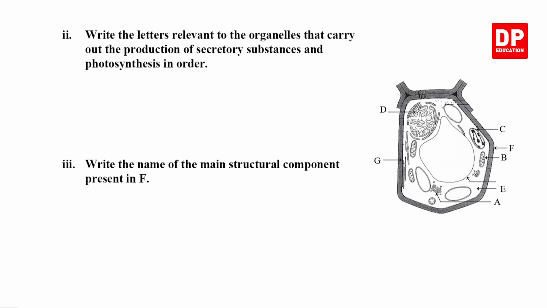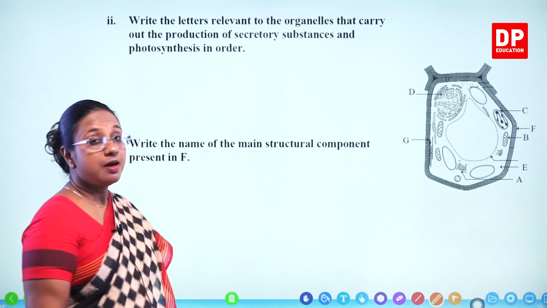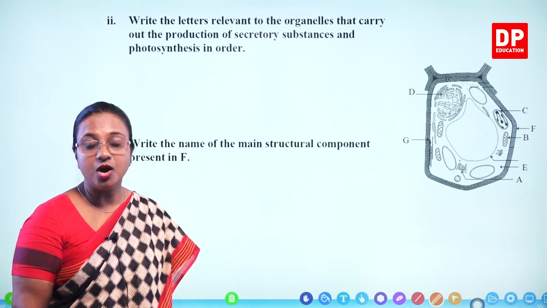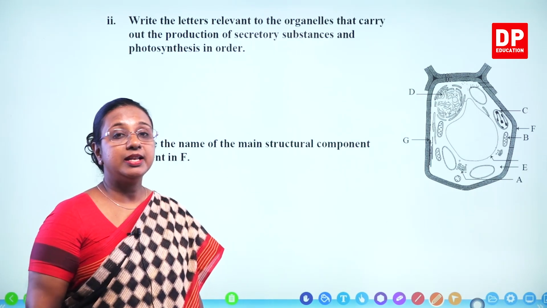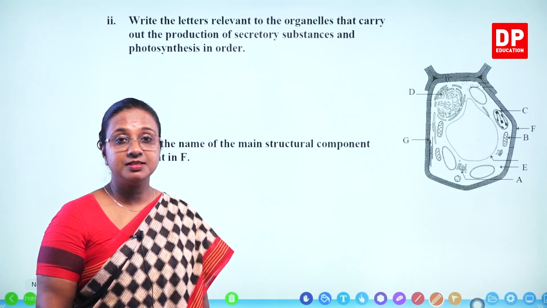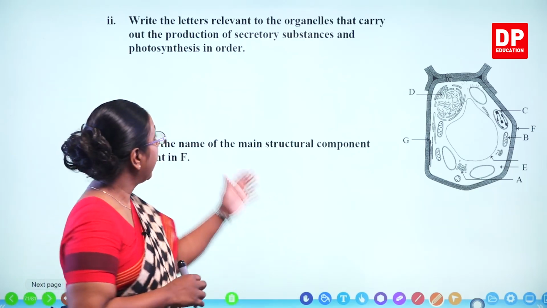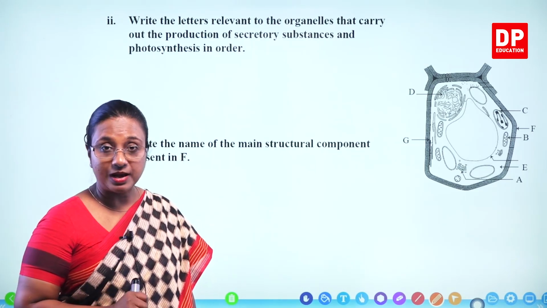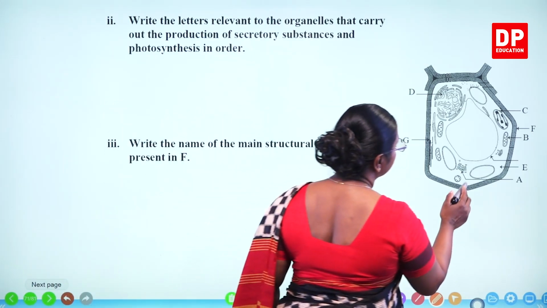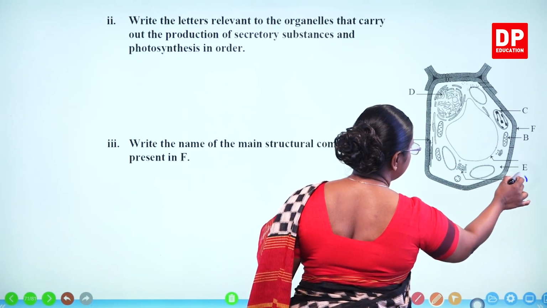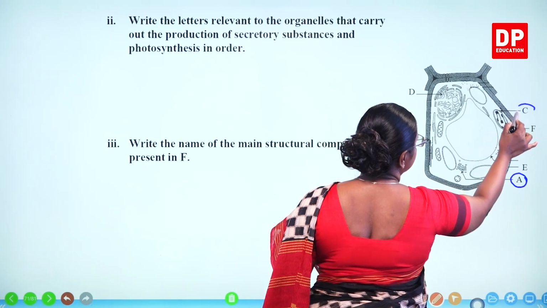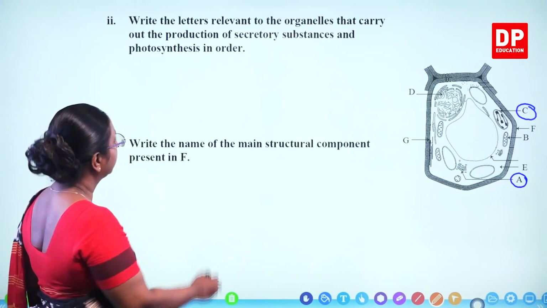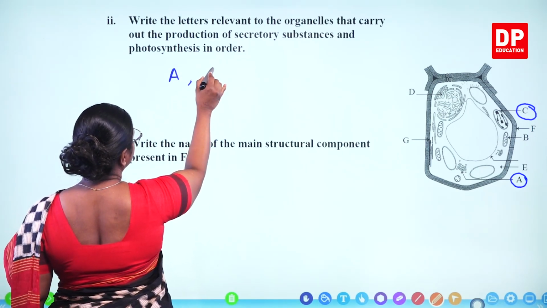Let us move on to the next question. Write the letters relevant to the organelles that carry out the production of secretory substances and photosynthesis in order. What is the organelle that produces secretory substances? Golgi complex. And in which organelle does photosynthesis take place? Chloroplast. So we have to identify Golgi complex, which we have already done, A, and chloroplast is C. So we have to write the letters in order. You have to write it as A, C.